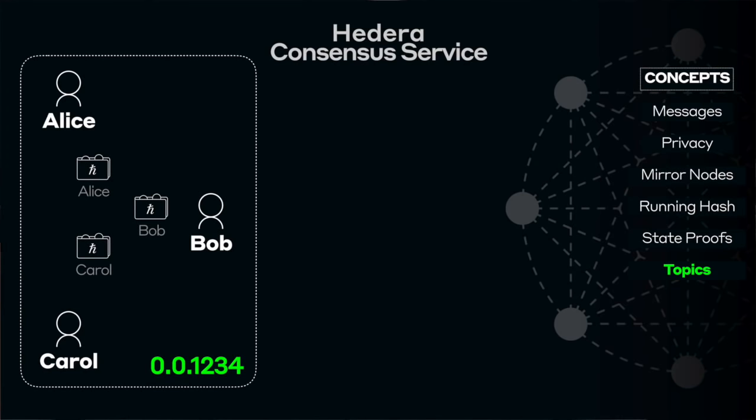And so gazillions of messages are flowing through Hedera, but it's only the ones relevant to this group that are flowing then to Alice and Carol in this example. And those are the only ones we have to store on the hard drive. The running hash is only for those, so the state proof proves those. You don't have to worry about the rest. So that's what a topic is.